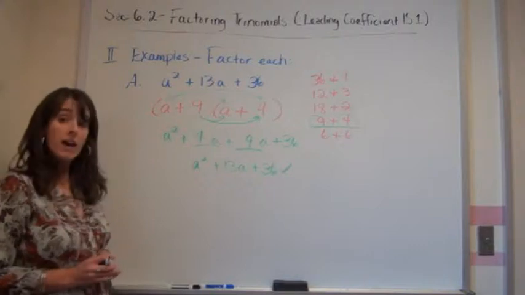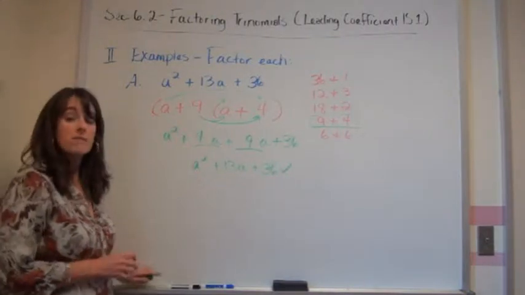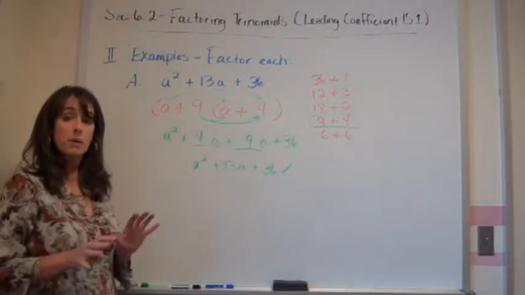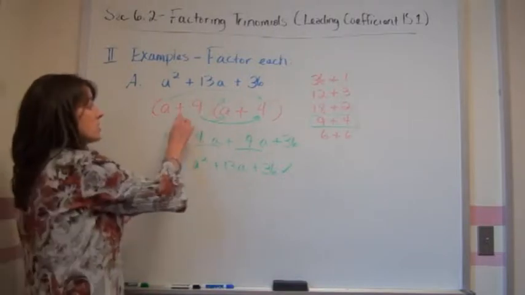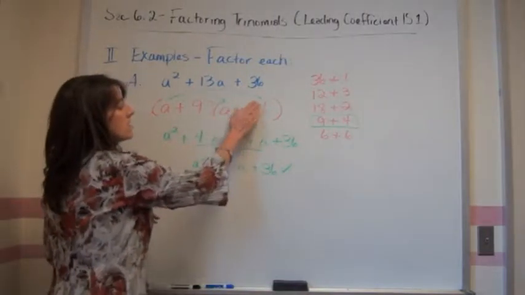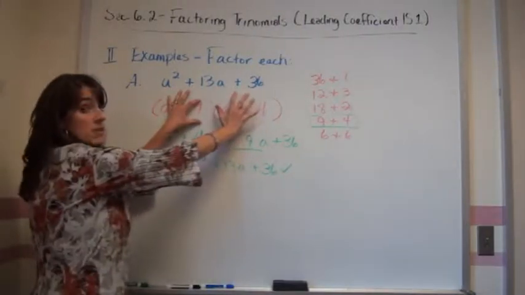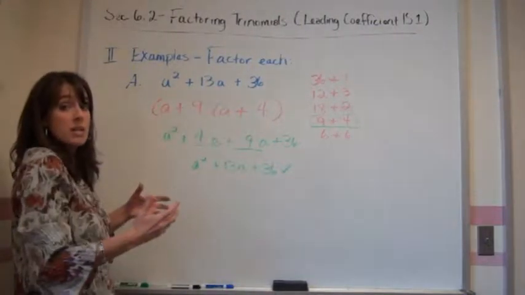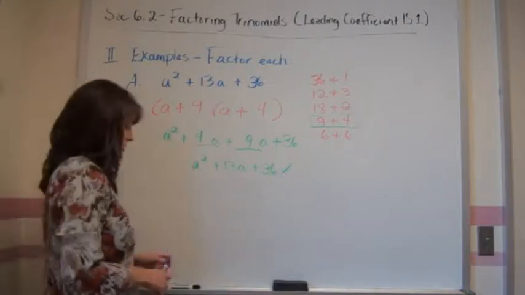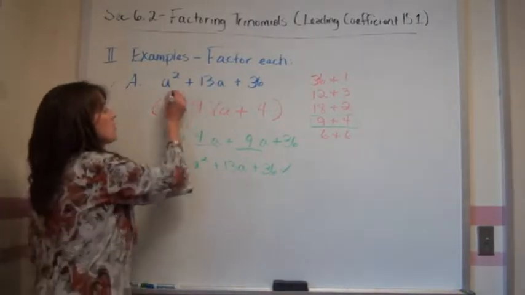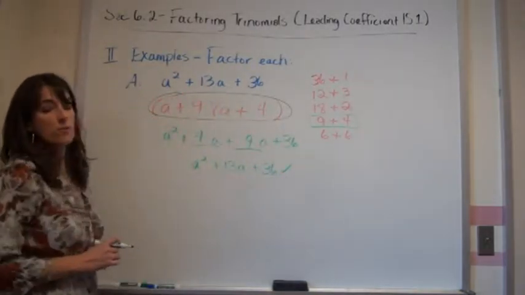The answer is the factored form, and factored means I have things that are multiplied together. Now granted, there's an addition in here, and there's also an addition in here, but notice that it's parentheses times parentheses. So I actually do have two things being multiplied together. It is the parentheses that are multiplied together. So this is my answer. There's the factored form.